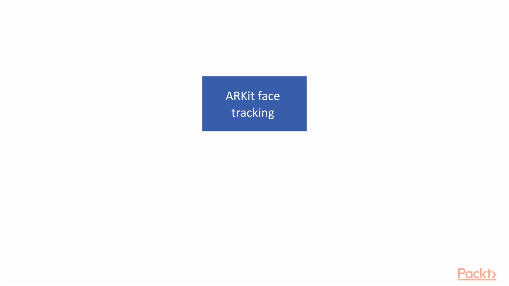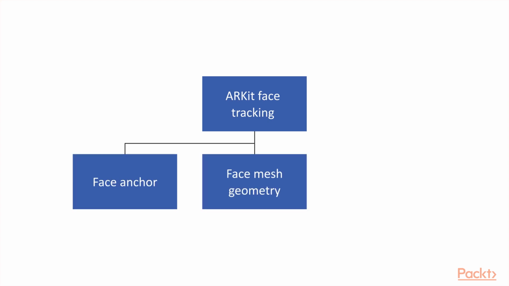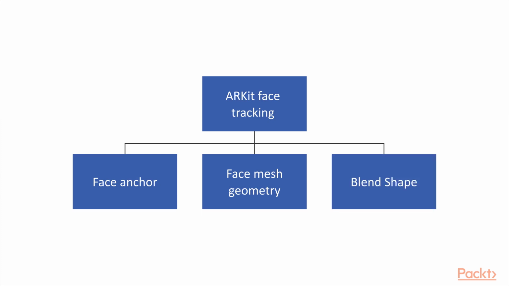ARKit face recognition has 3 core modules: face anchor, face mesh geometry, and blend shapes. Face anchor is getting a point and placing virtual try-on top of the face. Using face anchor, you can get a center position of your head in the real world coordinates. You can use the position to place the virtual objects in the face.